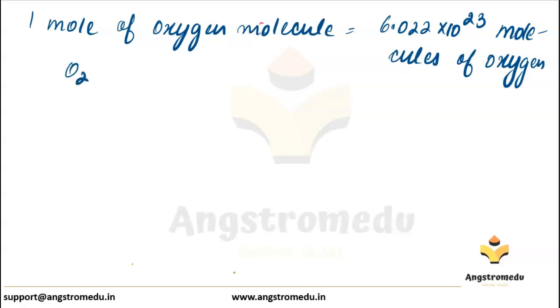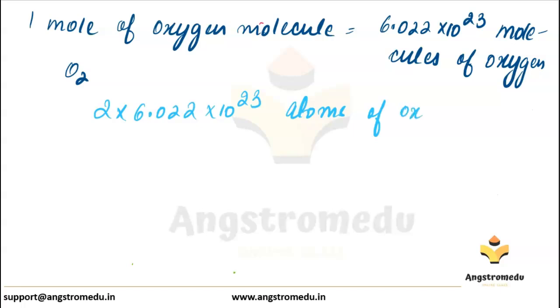So if it has 6.022 into 10 raised to power 23 molecules, then it will have 2 into 6.022 into 10 raised to power 23 atoms of oxygen, because one molecule of oxygen contains 2 atoms of oxygen.